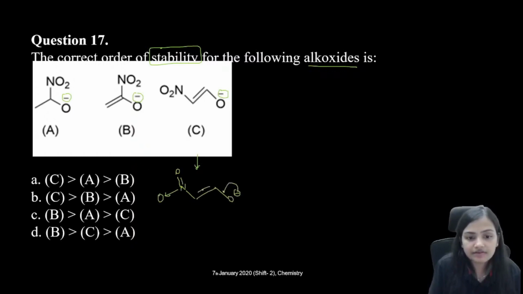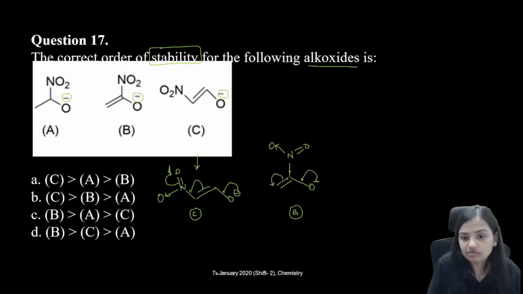This negative will go here, this will go here. Okay, and here in the case of B, this is your structure number C. In the case of B, either this or anything else? No. And here in the case of structure number 1, just try to open the structure. Everything will be very, very clear to all of you.